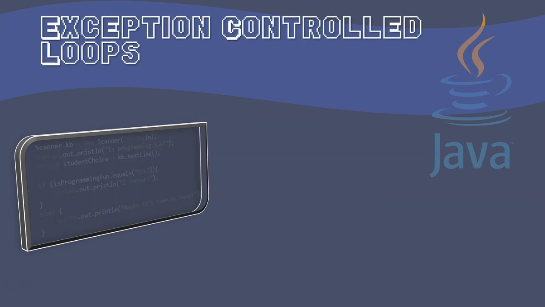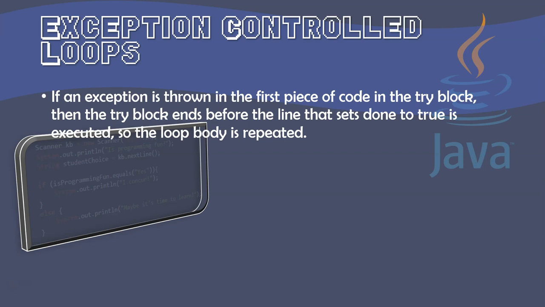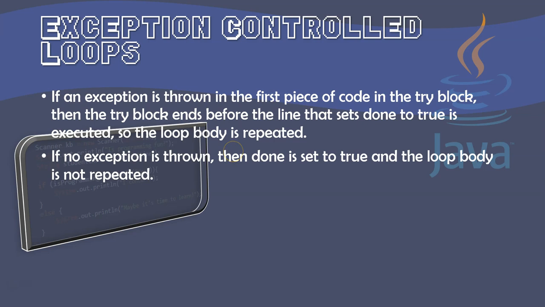So how does this exception control loop actually help us? Well, if the exception is thrown in the first piece of code in that try block, then the try block will simply end before the line that sets done to true, and the loop body is repeated. If no exception is thrown, done is set to true and the loop body is not repeated. It just continues on like we would expect it to.